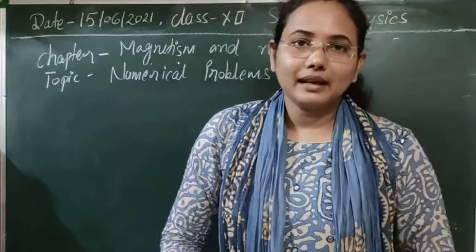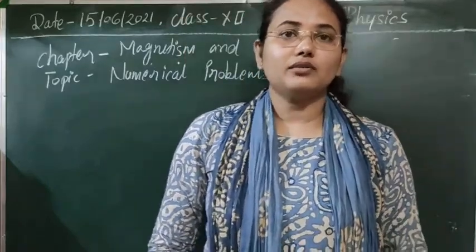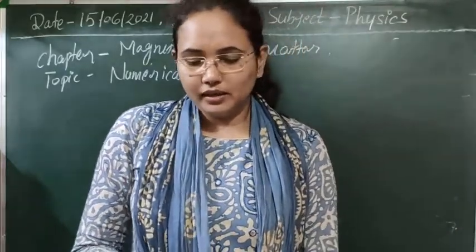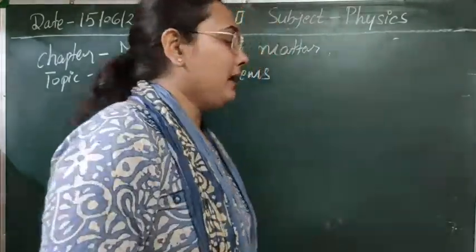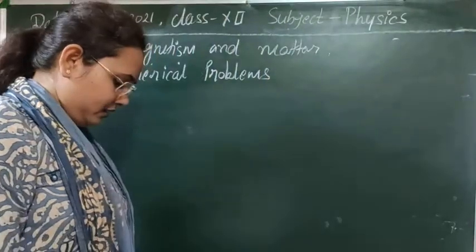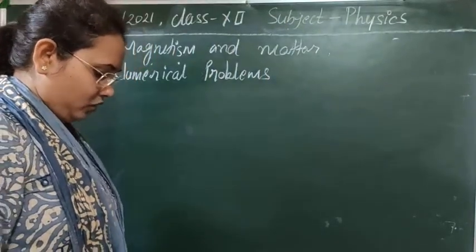So first let's understand what the question is saying to us. The question is very simple. We have just put a bar magnet and its axis is aligned along the magnetic north-south direction.